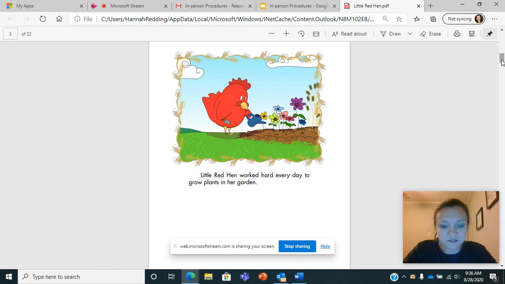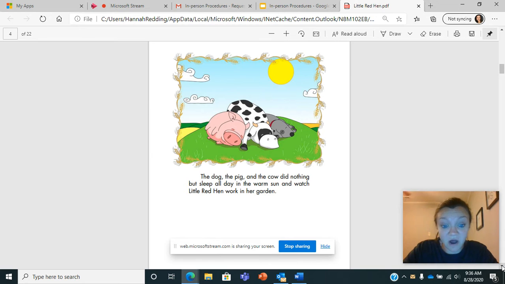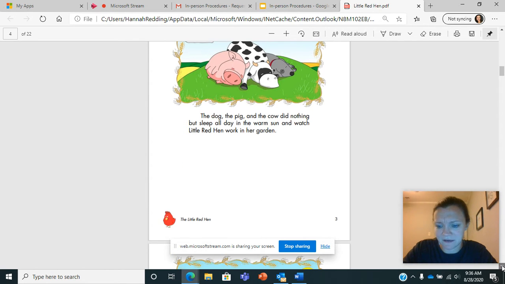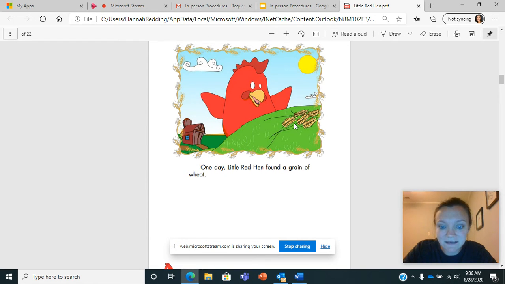Little Red Hen worked hard every day to grow plants in her garden. The dog, the pig, and the cow did nothing but sleep all day in the warm sun and watch Little Red Hen work in her garden. That doesn't sound very fair. Let's keep reading. One day, Little Red Hen found a grain of wheat. Those are grains of wheat. Wonder what she's going to do with that grain of wheat.